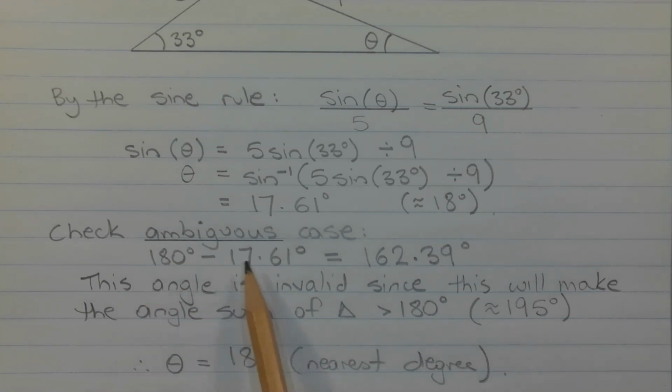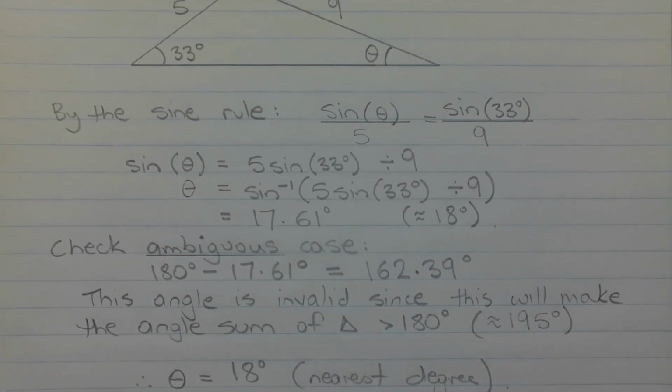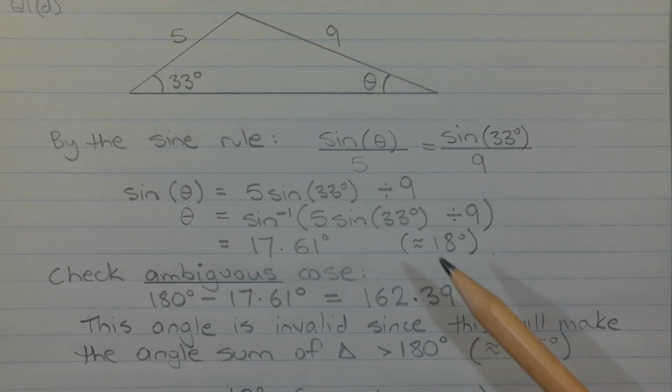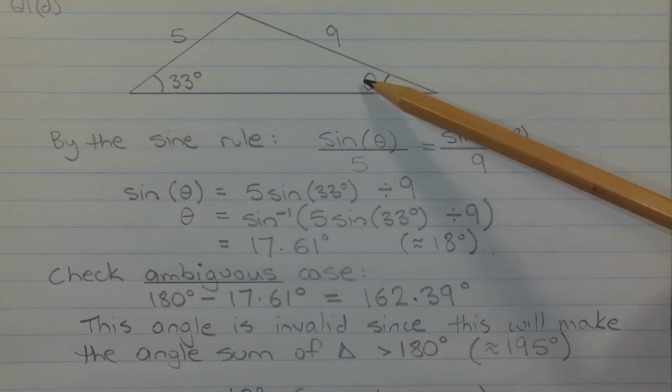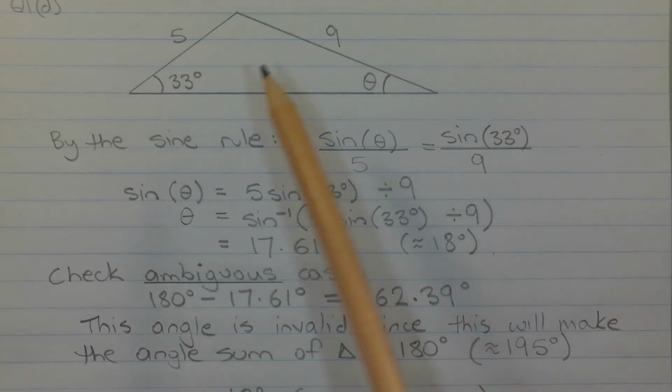So to find the obtuse angle, we subtract the acute angle that we found here from 180 degrees. So 180 degrees minus 17.61 degrees is equal to 162.39 degrees. Now if we go back to our triangle and substitute 162.39 degrees here, if we add that to 33 degrees, we get around 195 degrees.